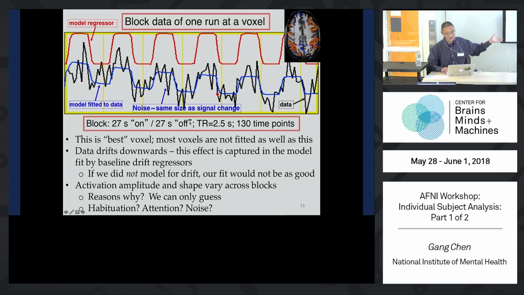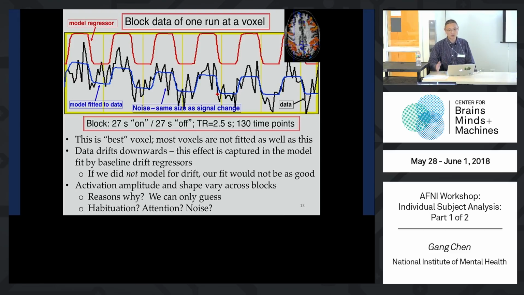Usually we want to randomize those trials for at least two reasons. One reason is we want to avoid a confounding effect with the slow drift. Because there's slow drift there, we want to avoid that regular pattern. That's one reason. Another reason is we want to avoid anticipation from the subject.